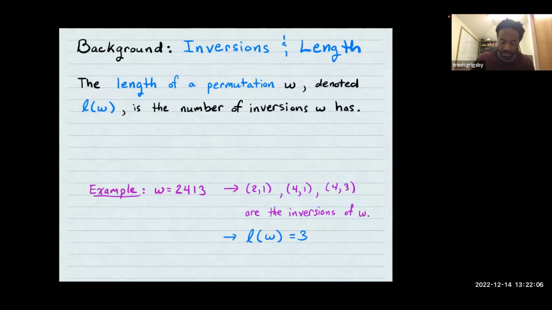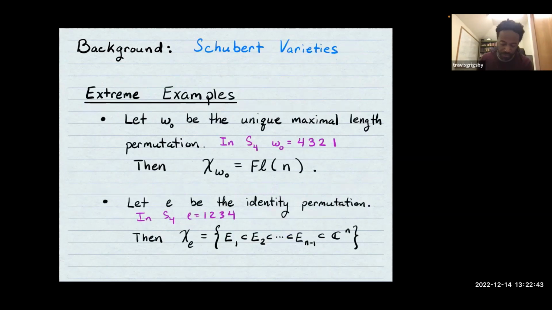The length of the permutation is denoted by L(W), and it's just the total number of inversions. There are 3 inversions here, so this permutation has length 3. The length also corresponds to, when you think of them as reflection groups, the smallest word describing W in terms of simple reflections. So there's that relationship as well that I won't talk about.